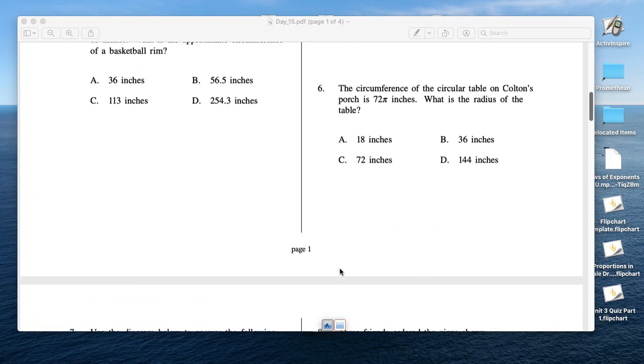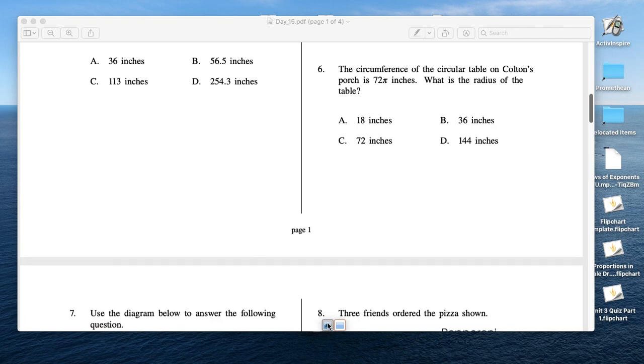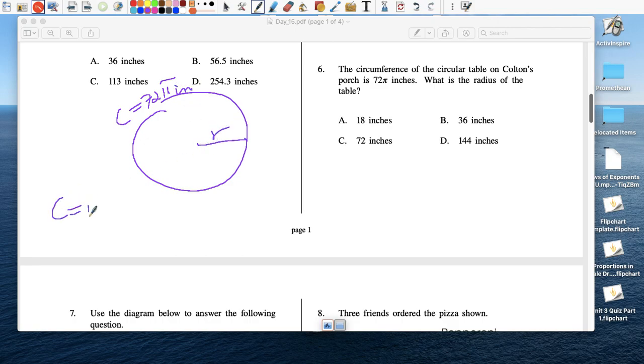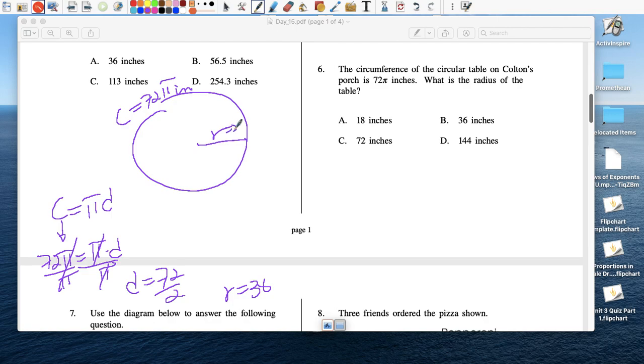6. Again, same type of question. Circumference is 72 pi inches. We want the radius, so C equals pi d. 72 pi equals pi times d, divide both sides by pi. That simplifies, so the diameter is 72. And if I divide that by 2, the radius is 36. So don't forget that.